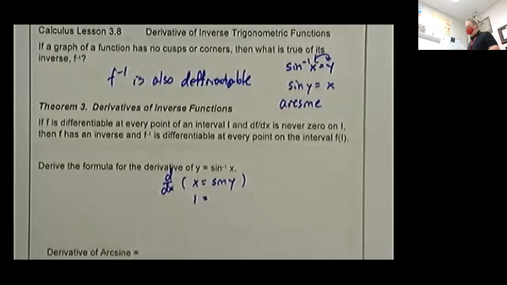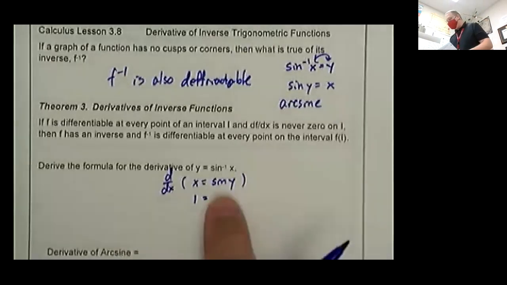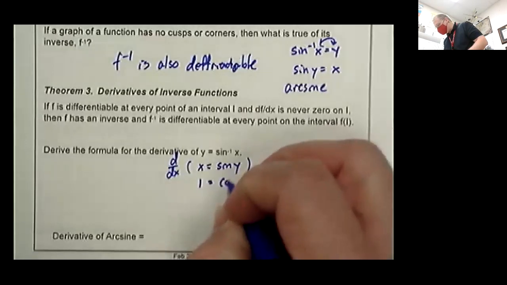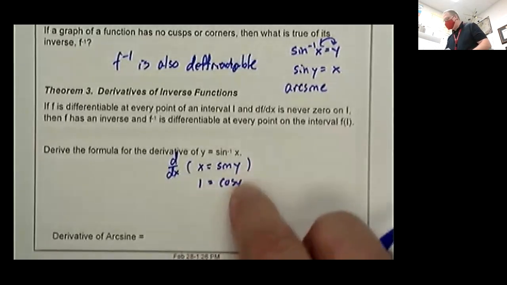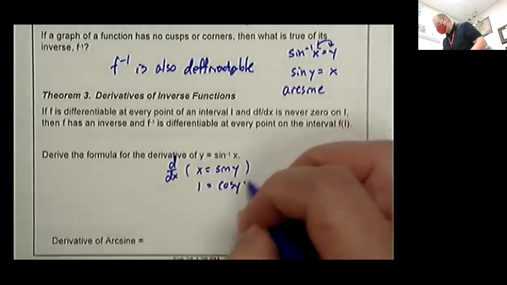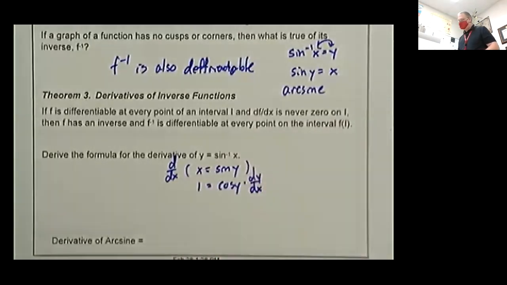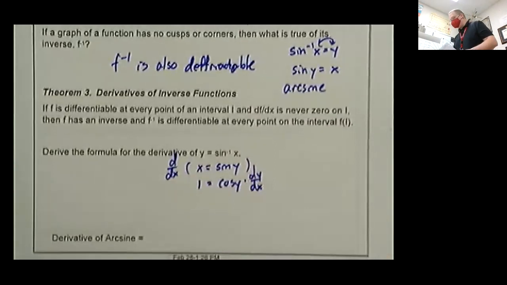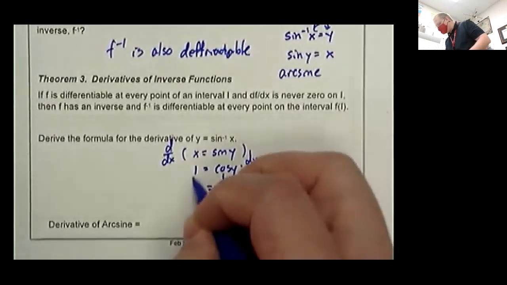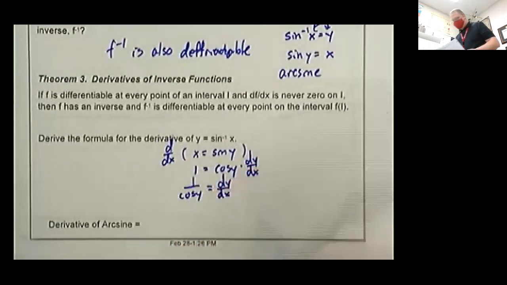We use implicit differentiation for the derivative of sine of y. Now this is chain rule, so the derivative of sine of y is cosine of y. Then we have to take the derivative of the inside, which is the argument. The derivative of y is 1, but because we're taking the derivative with respect to x, that leaves us with a dy/dx. Then, following our implicit differentiation rules, we solve for dy/dx. We divide both sides by cosine, which gives us 1 over cosine of y.